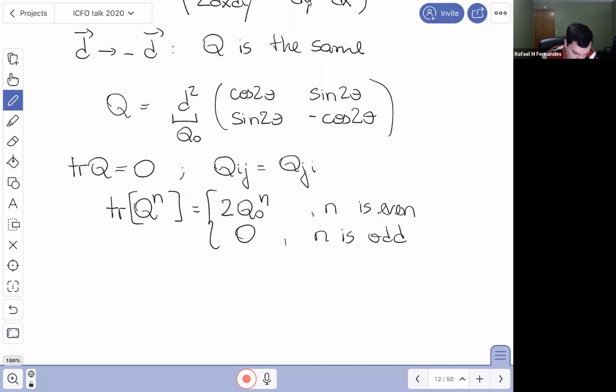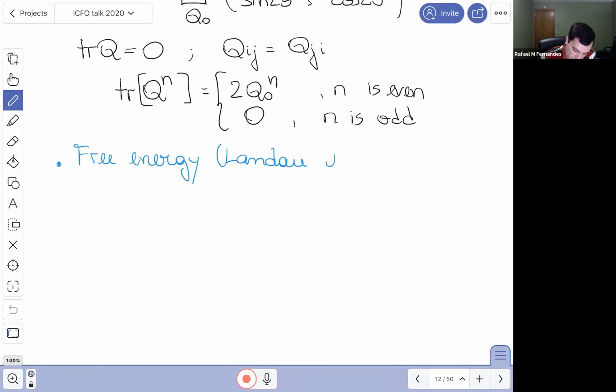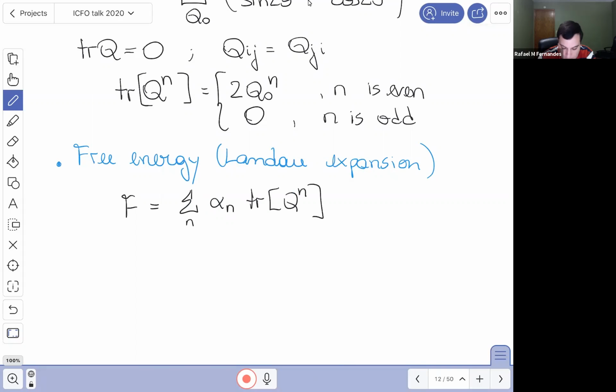Now, what is interesting is what happens if I want to calculate the phase transition to the nematic phase. Well, I need to define the free energy, right? Or the Landau expansion. So how do I do a Landau expansion? Well, this is a tensor, so your free energy cannot depend on the tensor itself. It can only depend on traces of powers of the tensor. So quite generically, you'd expect that your Landau free energy should be a sum of all these possible traces. Okay. But you see that the only ones that survive are the even ones. The odd ones are zero.